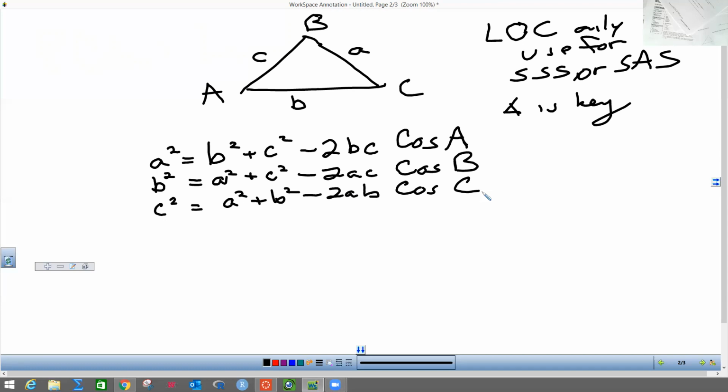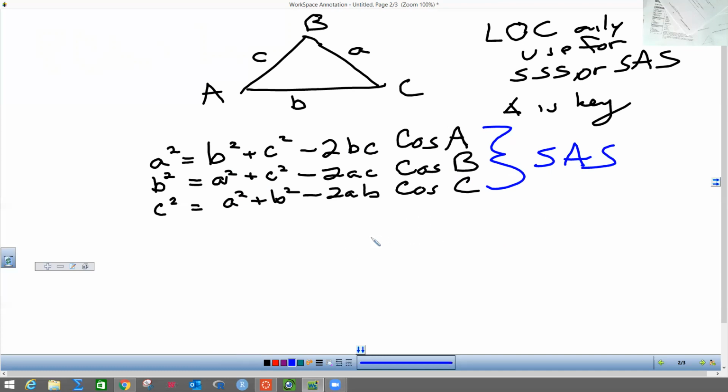Sometimes we give a formula sheet with these. I don't know if we're going to give you a formula sheet or not, but these are the easiest to use on side, angle, side given to you, because that fills in everything over here on the right. Okay?